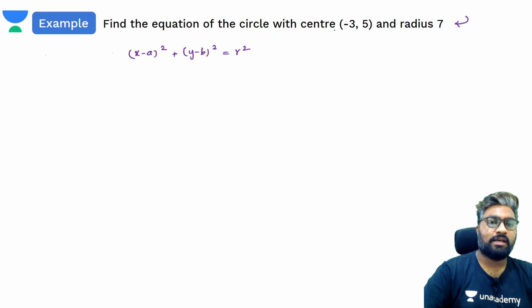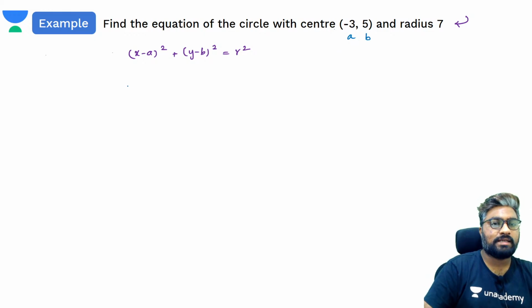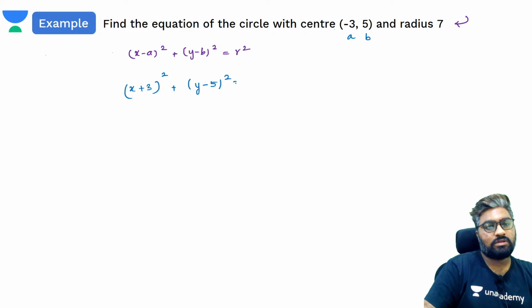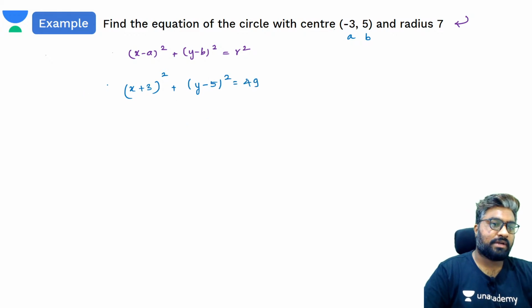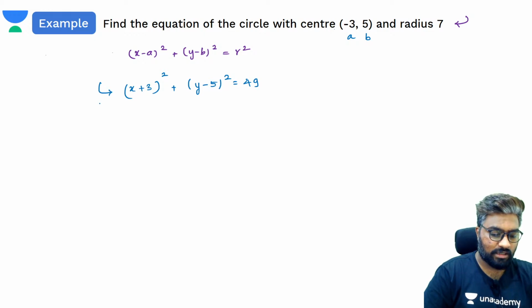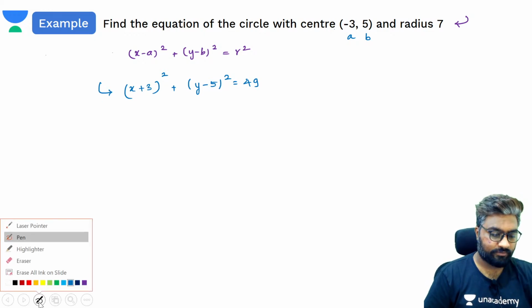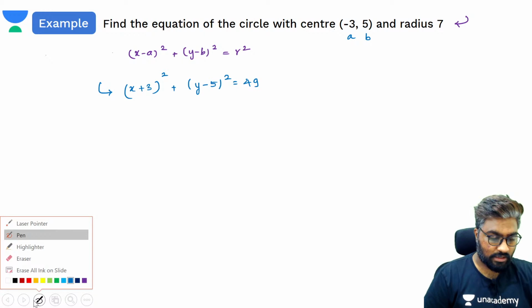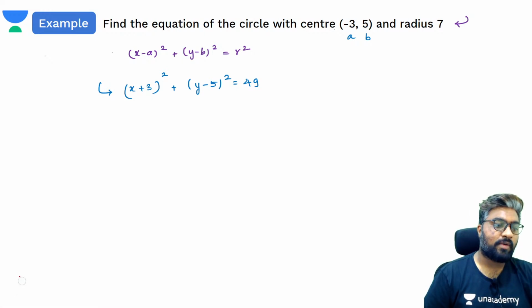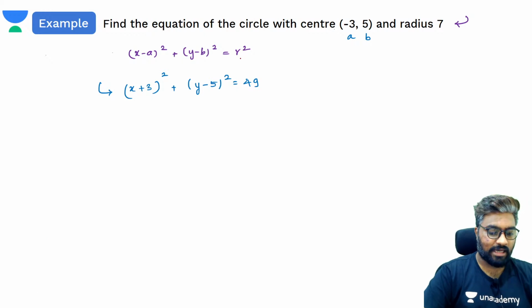So what is happening here? This is your a, this is your b. So x minus a square is x minus of minus 3, that is x plus 3 the whole square, plus y minus 5 the whole square is 49. So this is accepted as the equation of a circle. No Shreyasi, 7 square is equal to r square, not r, r square.